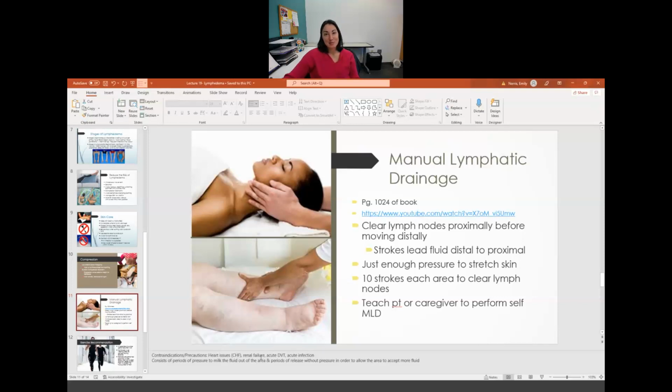If they have a DVT, of course, you don't want to do anything in that area to mobilize that blood clot, because once the blood clot moves, it becomes more dangerous. It can get lodged in the lungs, which would be a pulmonary embolism, or in the heart, which would be a heart attack, or in the brain, which would be a stroke, and all those things are pretty bad.